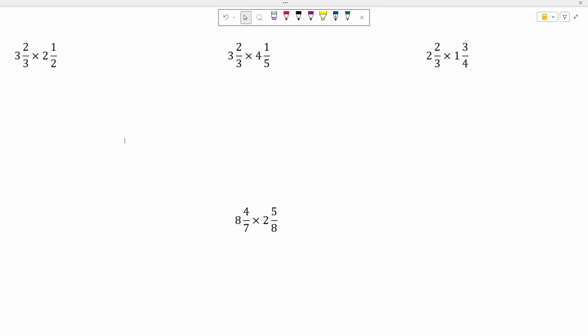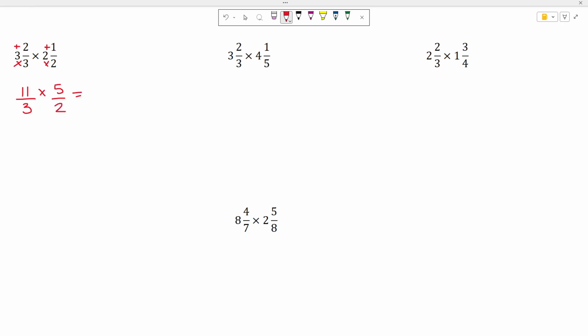So step number one, guys, what we're going to be doing is we are going to convert the mixed fraction into an improper fraction. So how do we do it? What we do is we take 3, multiply with 3 and then add 2. So we know 3 times 3 is 9. 9 plus 2 is going to give us 11 over 3. Multiplied with, we're going to do the same thing here. 2 times 2 is 4. 4 plus 1 is going to give us 5. So we have 5 over 2.